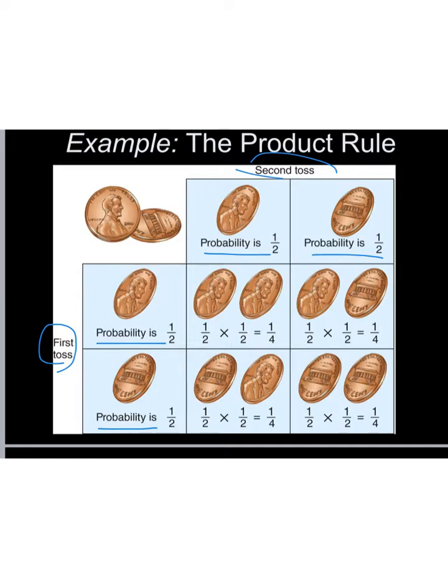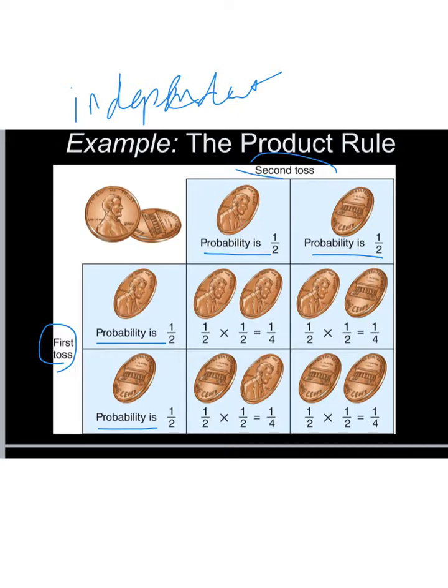Now, these events are independent. What if I get heads or tails on the first toss? That has absolutely no effect on whether I would get heads or tails on the second toss. So these are independent events. That is when we use the product rule, because the events are independent.